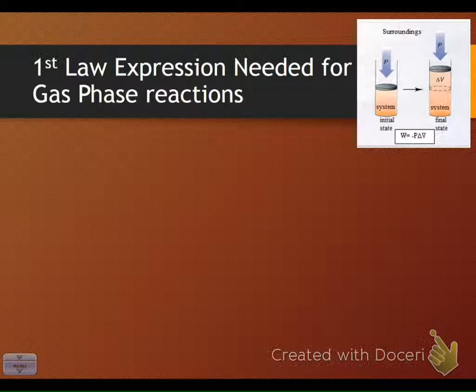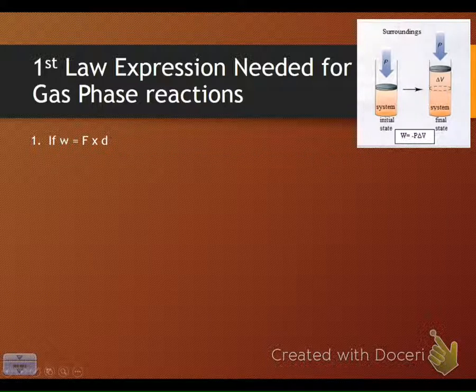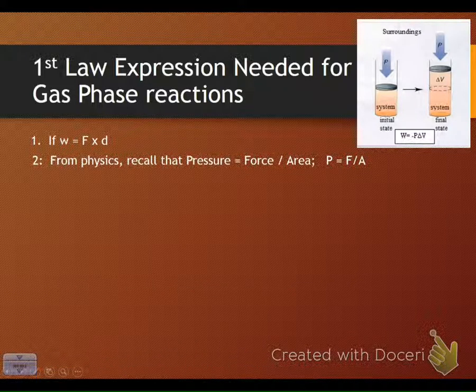Okay, so this one is a little bit mathy here, so we'll walk through as quickly as we can. So what if we do have those gas phase reactions and Q plus W becomes tougher because we need something for that work term in a chemical reaction? Well, we're going to start with that work term, force times distance, and then we're going to replace it. From physics, maybe you learned that pressure equals force divided by area. If you don't know that, now's a good time to know that. So pressure is equal to force divided by area.